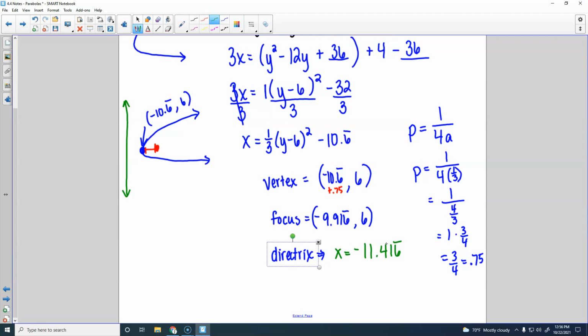Okay, here. And then the last thing is the axis of symmetry. That is just a horizontal line. Horizontal lines are y equals, what is the y coordinate on that line? It is 6. We just pull that from the vertex because the vertex is on the axis of symmetry, or from the focus because they both have the same y coordinate. All right, questions? All right.